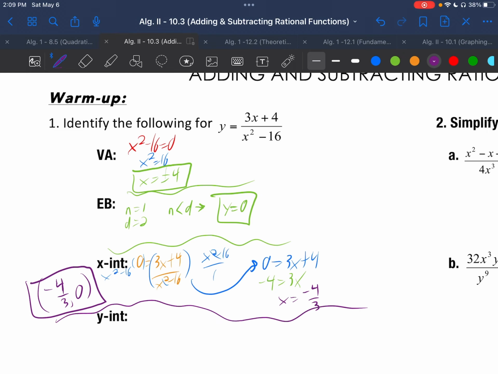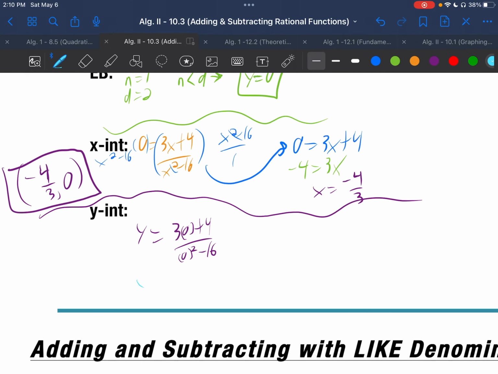For the y-intercept, make the x value 0, so it would be y equals (3 times 0 plus 4) over (0 squared minus 16). So that would end up getting you 4 over negative 16, which is negative 1/4. That gives you the ordered pair 0, comma negative 1/4.